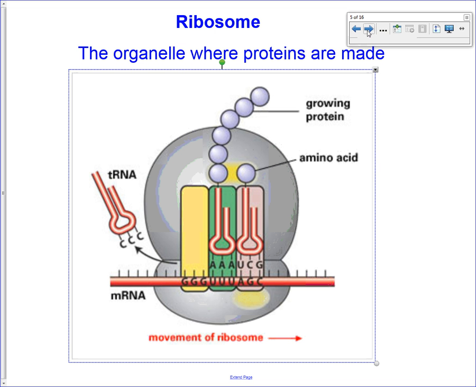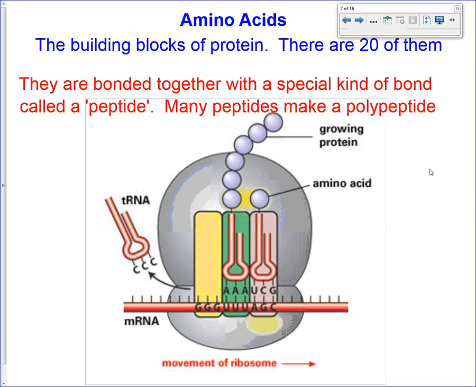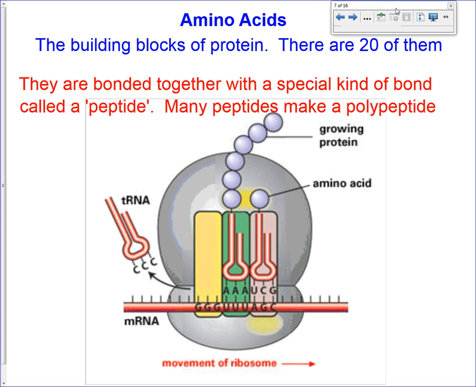Okay, let's look at the key players of translation. The first one is the ribosome. This is where it all happens. This is the organelle where proteins are made. They assemble amino acids into a long chain, and that long chain is called a protein. Amino acids are the building blocks of proteins, and there are 20 of them. They're bonded together with a special kind of bond called a peptide bond, and many peptides make a polypeptide. Polypeptide is really just another word for a protein in some sense.